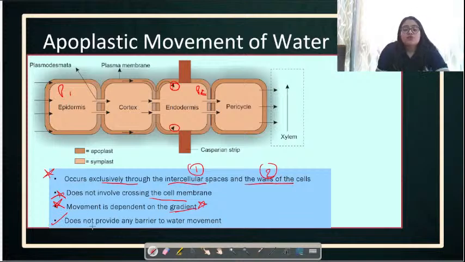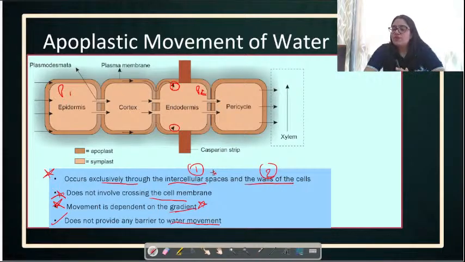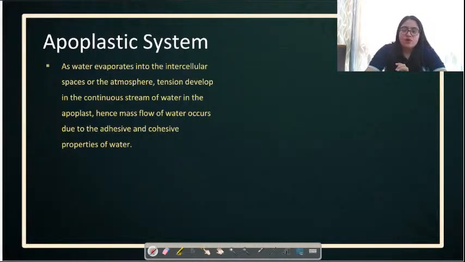So apoplastic movement does not provide any barrier to the movement, because the living substances, the cytoplasm, the cell organelles, etc., nothing is present whenever the water is moving using the intercellular spaces and the cell wall. So this is a very obvious property. So I guess I have explained all important points related to the apoplastic pathway.